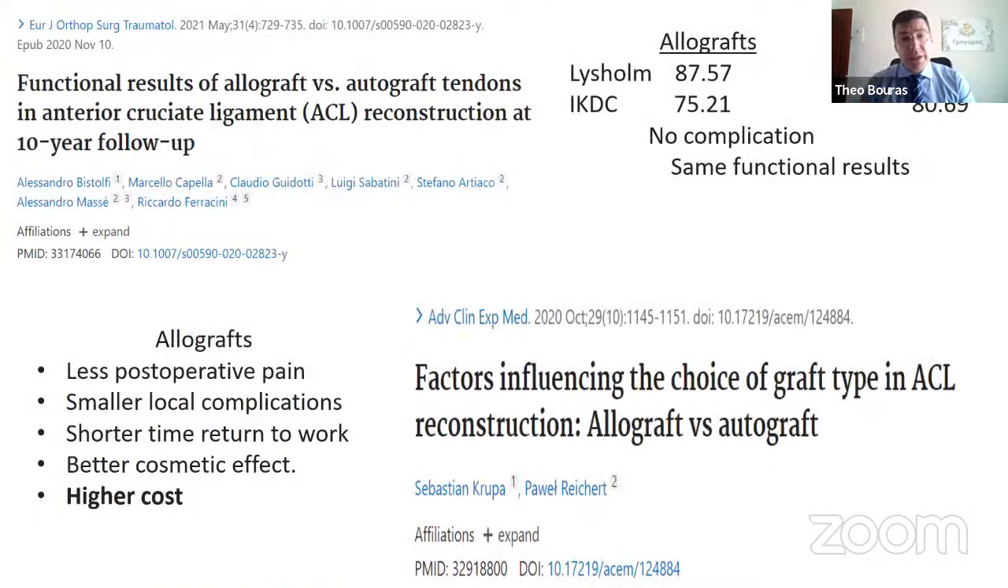Further recent studies, allografts versus autograft tendons, 10 years follow-up, Lysholm and IKDC, similar functional results, no complication in the allografts group. And then allograft versus autograft in a very recent study found less postoperative pain, fewer complications, shorter time to return to work, better cosmetic effect, and higher cost for the allografts.